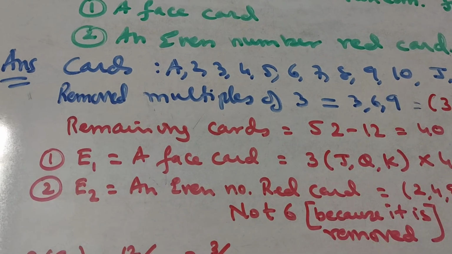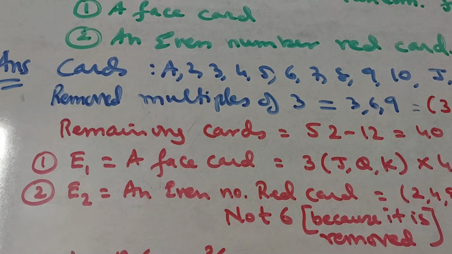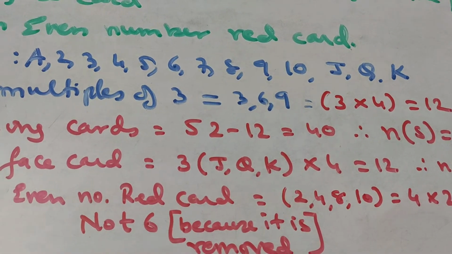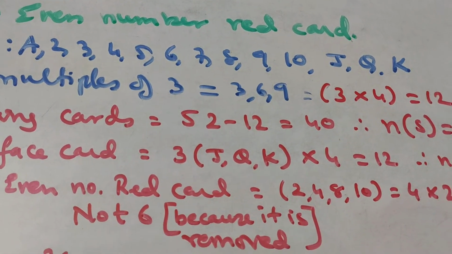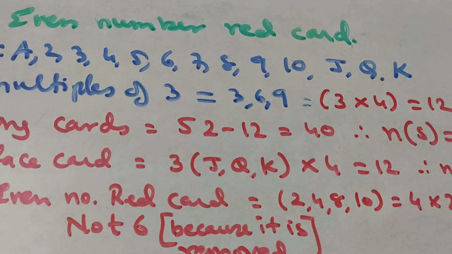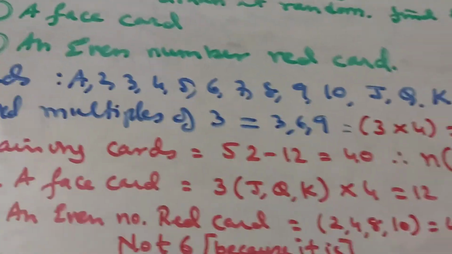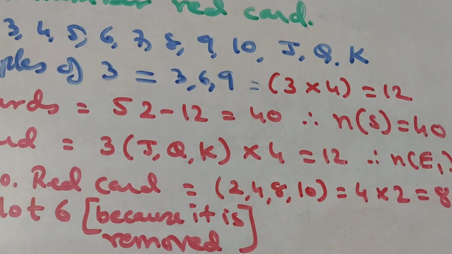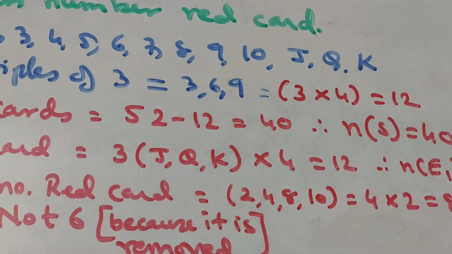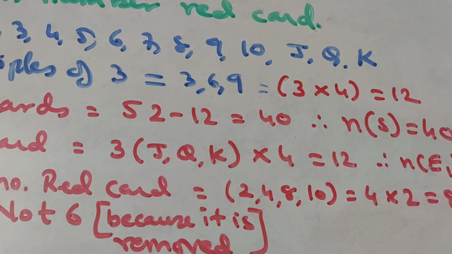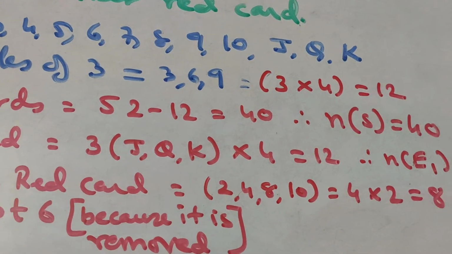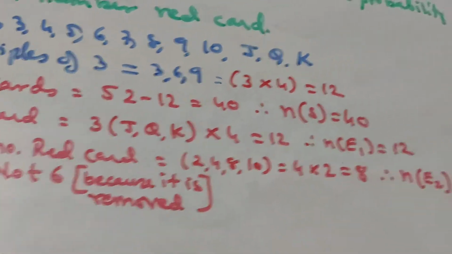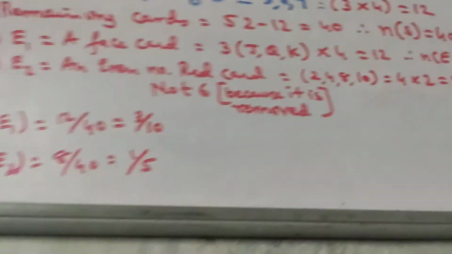Now event number 2, an even red card. But for event number 2, even red card, we will not have 6. Why? Because 6 is removed, as it comes in the multiples of 3. So we will not mention 6 here. So it is 2, 4, 8 and 10. So how many total numbers? 4. And red cards of each number, 2 are there. One is hearts and another one is diamond. So both of them are red in color. So 4 2s are 8. So that is n(E2) is equal to 8.